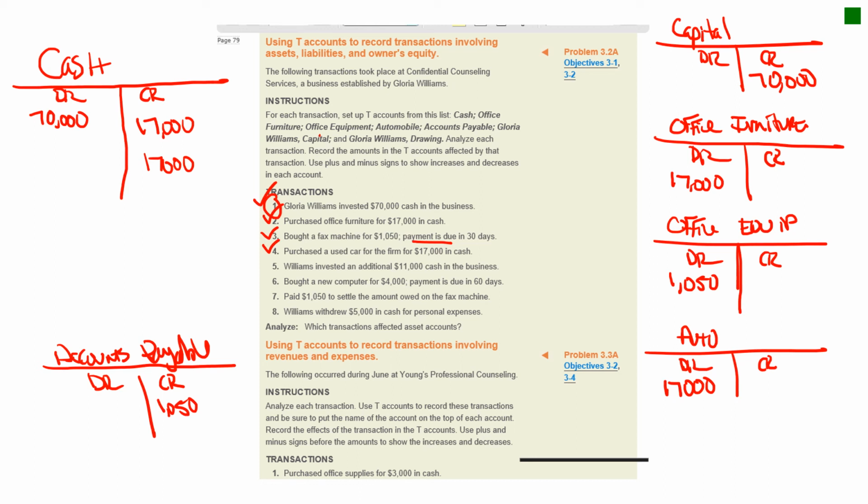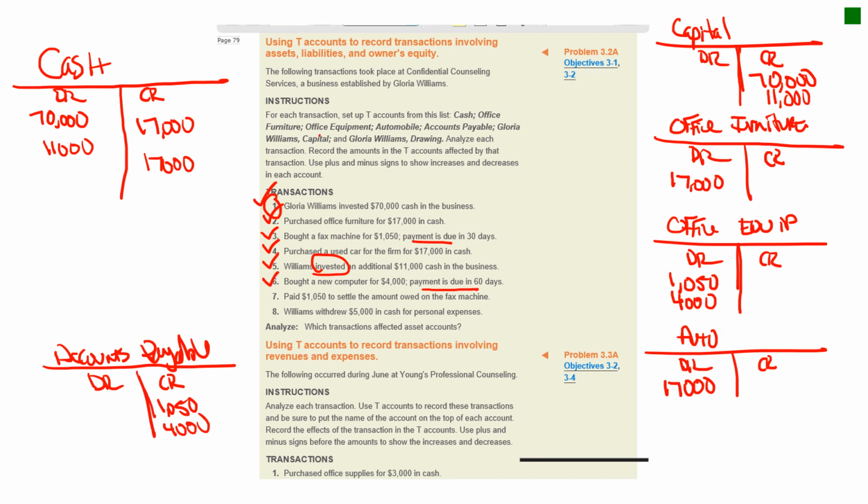That's number 4. Number 5, Williams invested, notice another investment, an additional $11,000 cash in the business. That's going to be an $11,000 debit to cash. And you're also going to increase your capital by another $11,000, so that's going to get the credit. All right, that would be number 5. Number 6, bought a new computer for $4,000. Payment is due in 60 days. So buying a new computer, that's going to fall under this office equipment category. I'm going to debit office equipment for $4,000. You haven't paid it yet. That's a liability. You're increasing your liability, so you're going to credit your accounts payable for $4,000.